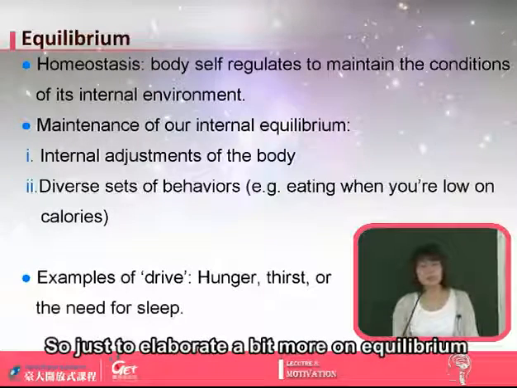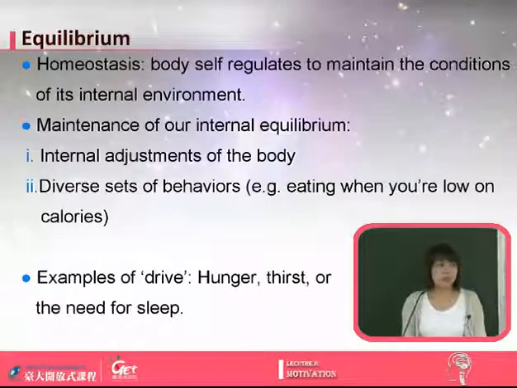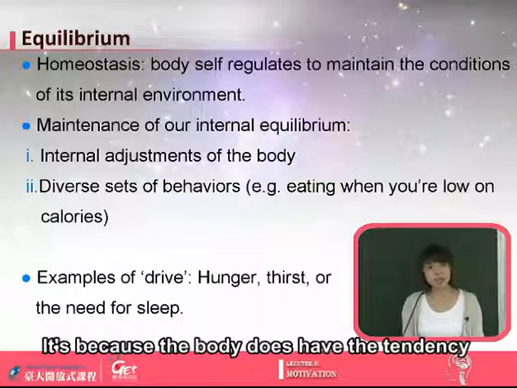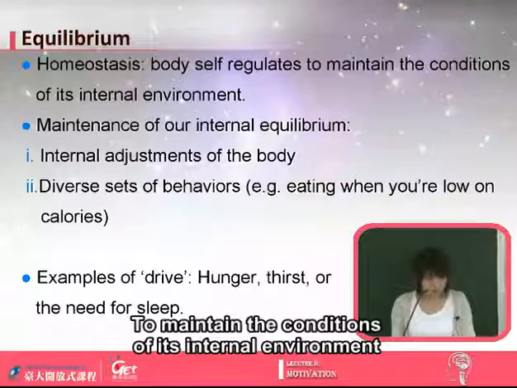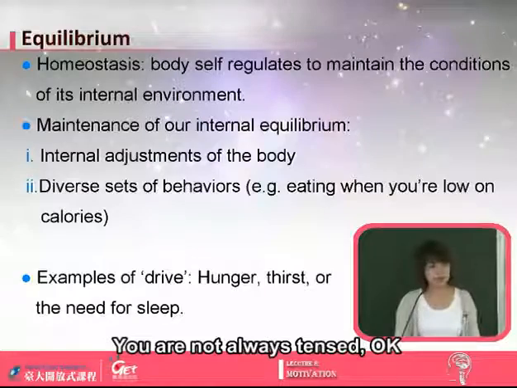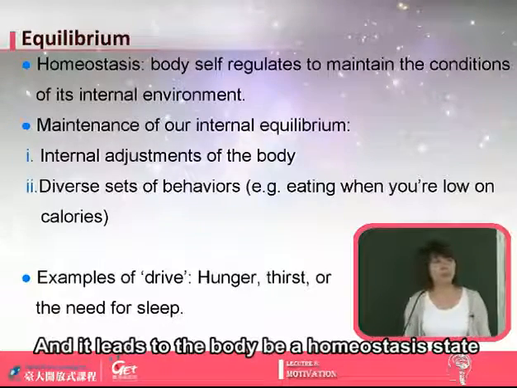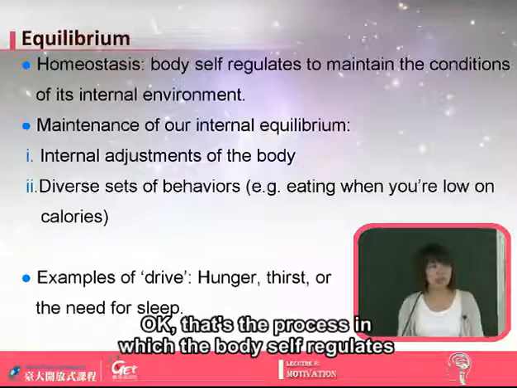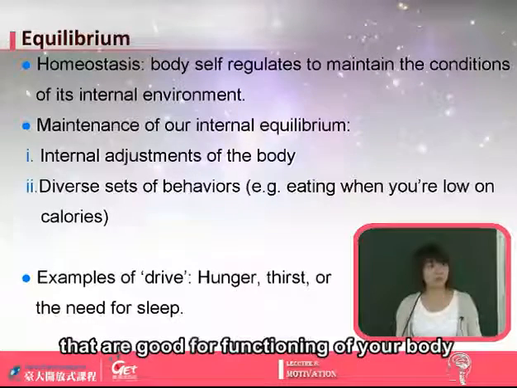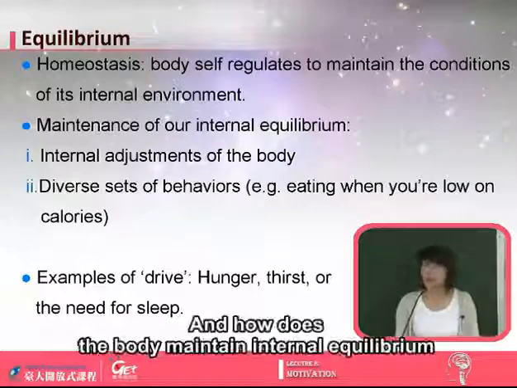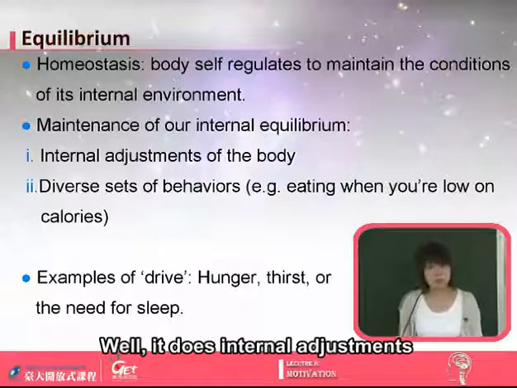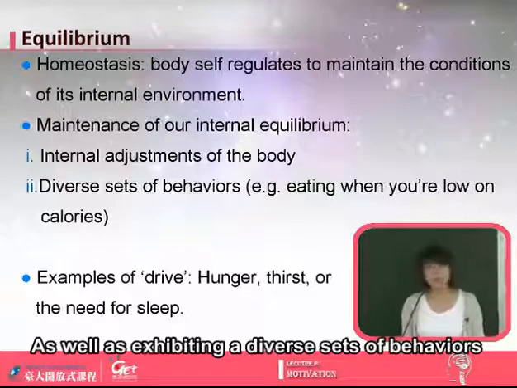So just to elaborate a bit more on equilibrium, the reason why we need to go back to a state of equilibrium is because the body does have the tendency to maintain the conditions of its internal environment. The body knows how to self-regulate so that you're not always stressed, you're not always tense, okay? And it leads to the body being in a homeostasis state. That's the process through which the body self-regulates so that you maintain the conditions that are good for the functioning of your body. And how does the body maintain internal equilibrium? Well, it does internal adjustments as well as exhibiting a diverse set of behavior.